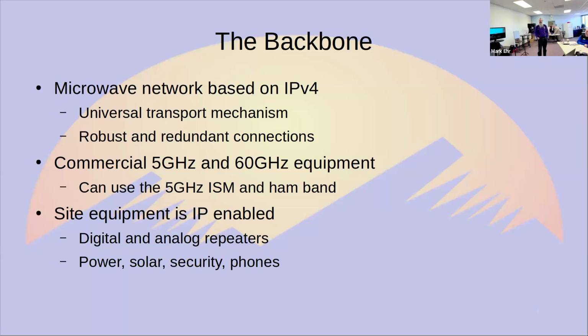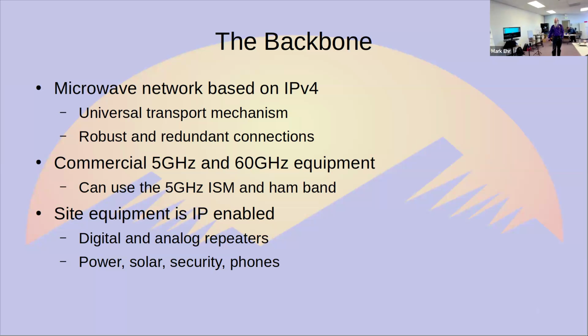So mostly what we use is commercial 5 gig and 60 gig gear that is geared towards the internet service provider, the wireless internet service provider, market in particular. The nice thing about the 5 gigahertz band is that we actually have a ham band right next to the commercial or ISM band. And so we can use the equipment from the ISM band and just run it on amateur radio frequencies and have a much quieter environment.